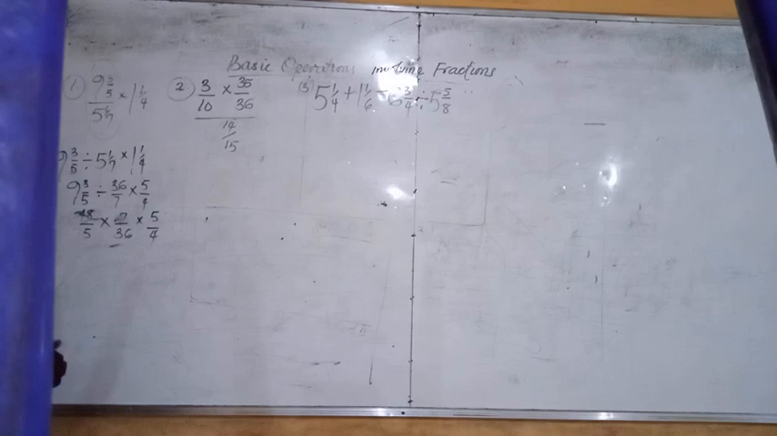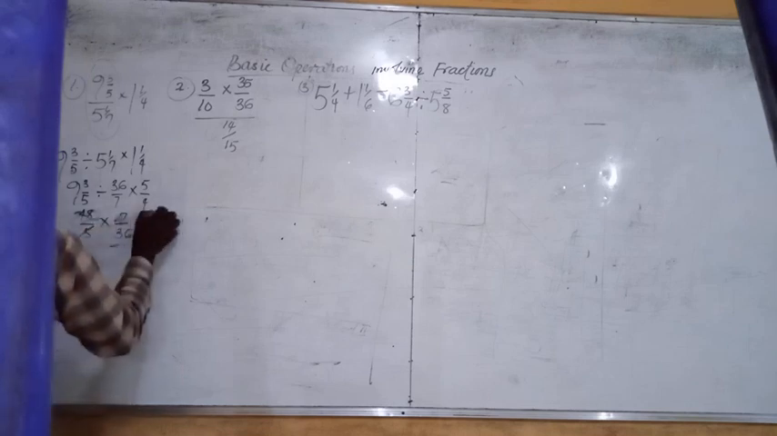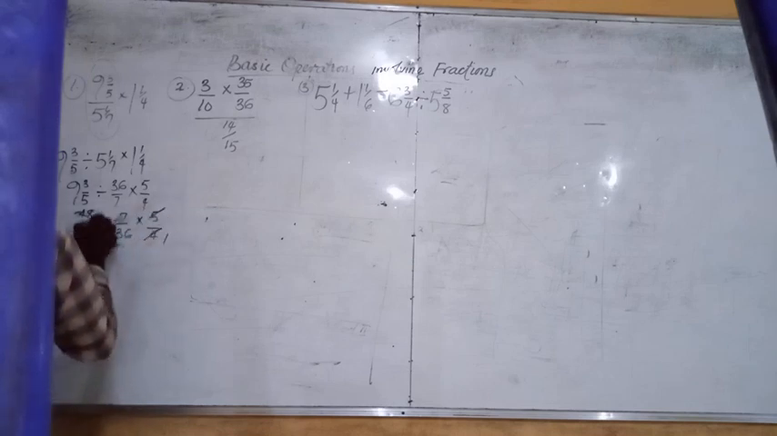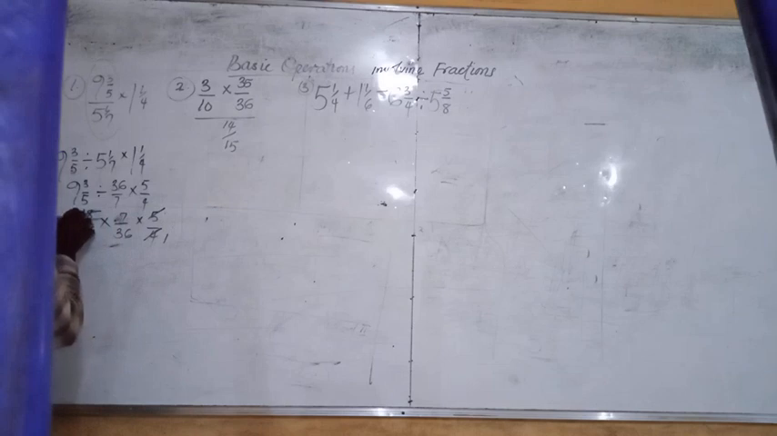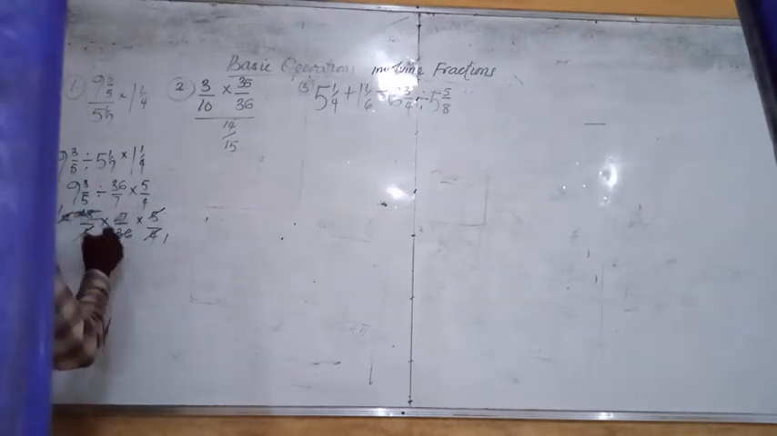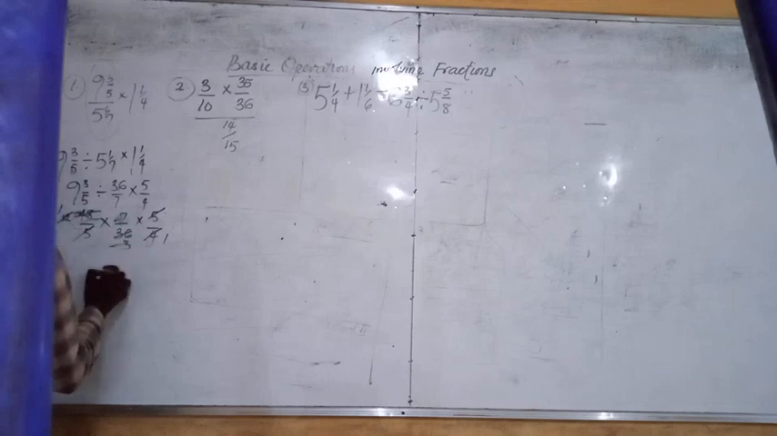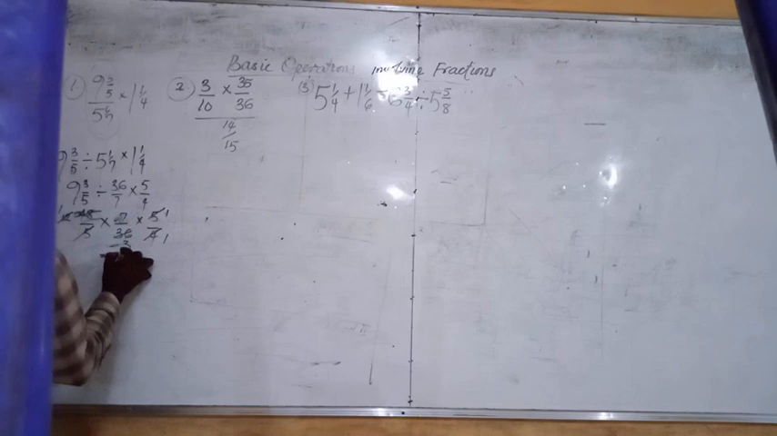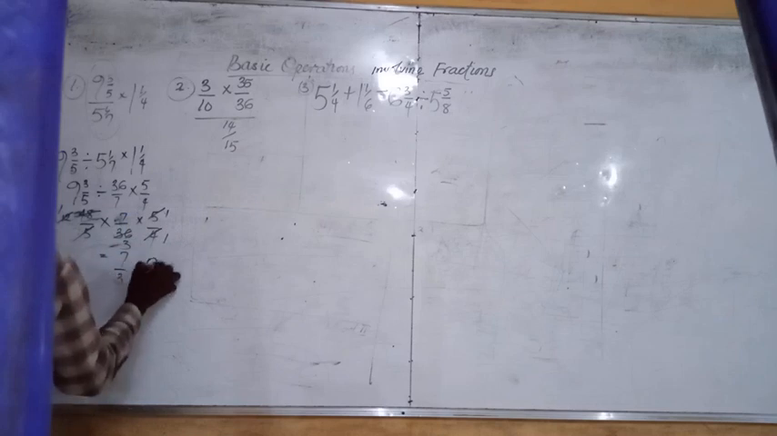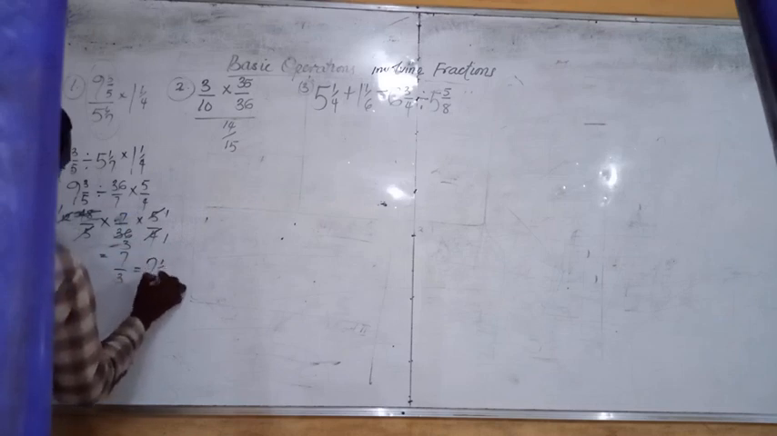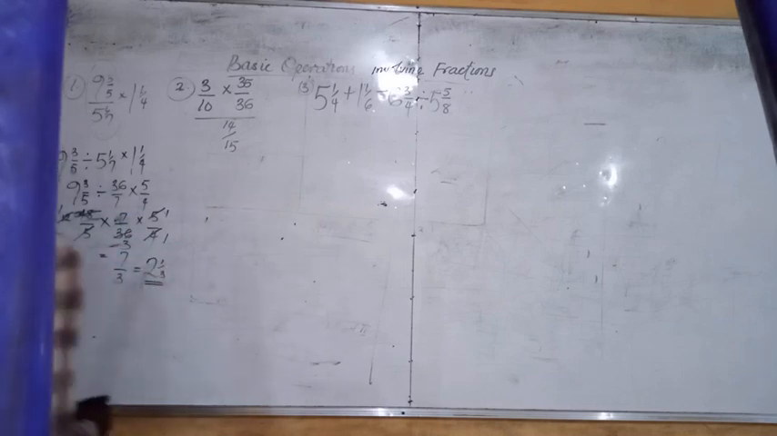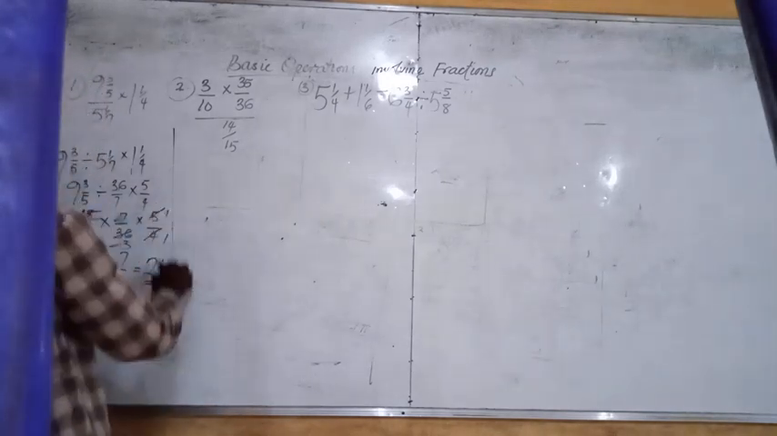Now we can cancel easily. 5 can take care of this. 4 here, 1, and 4 in this, we have 12. 12 here, 1 as well. 12 in 36, we have 3. So here we now have 1 times 7 times 1, so we have 7. 1 times 3 times 1, we have 3. So 7/3 gives us 2 whole number 1/3. And that is the answer to this question.